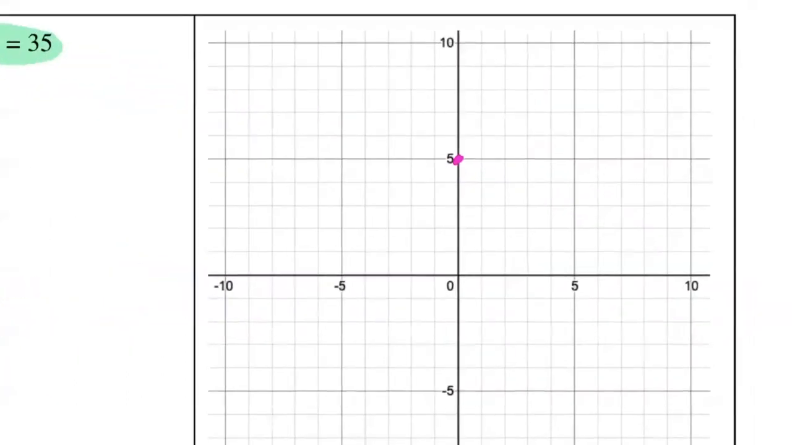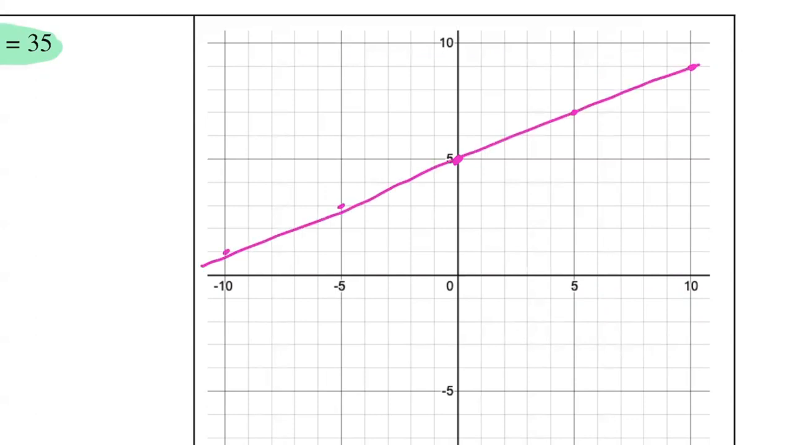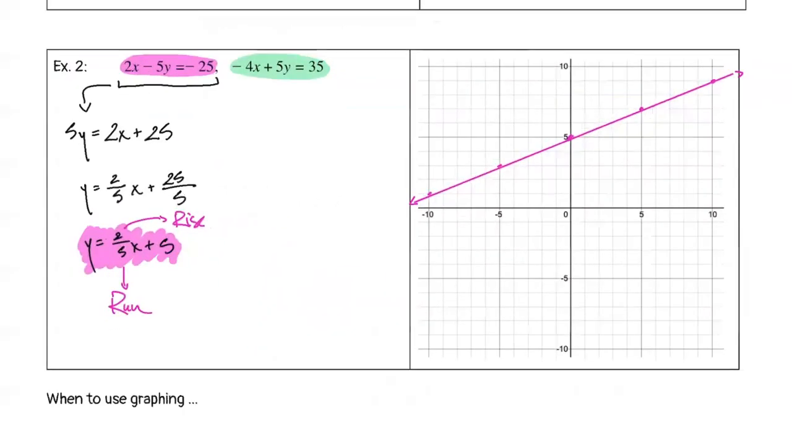And so if I sort of zoom in on this, we're going to go a rise of 2 and we're going to go over 5, rise of 2 over 5. And I could do the same thing in the other direction. And then if I go ahead and graph that line, I get something like that.